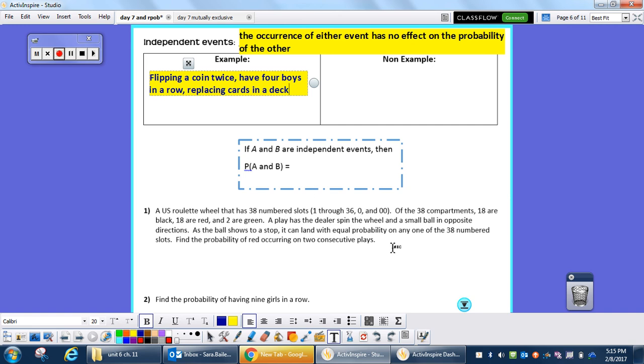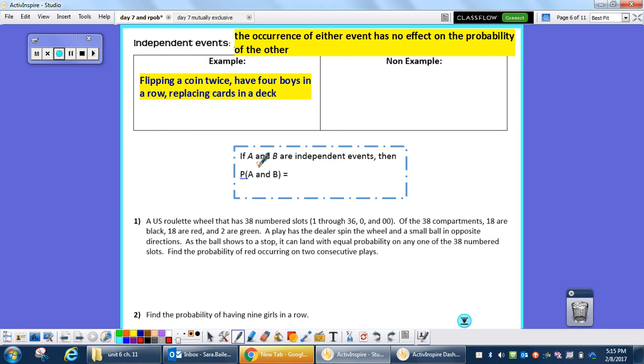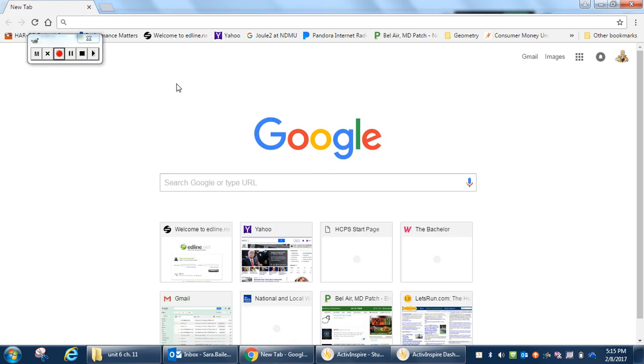So your formula for this: if A and B are independent events, then the probability of A and B happening is P, probability of A, times the probability of B. Okay? So, in our first example, you have a US roulette wheel.